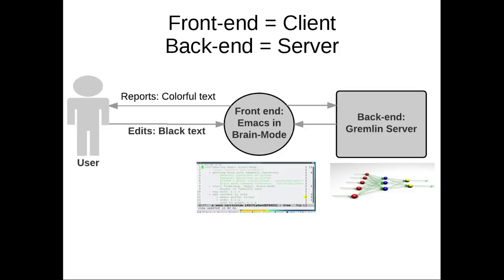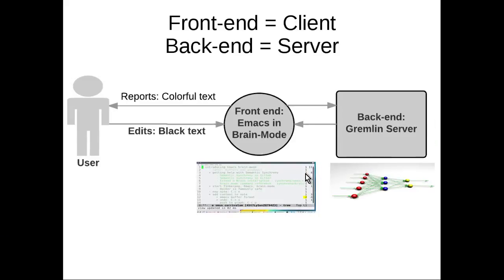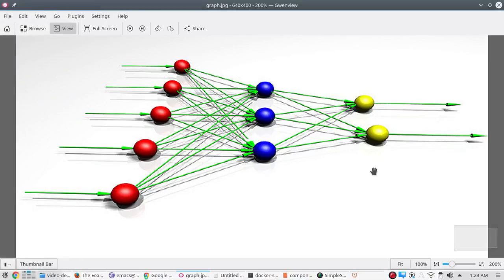In an earlier video on nonlinearity, I described the correspondence between the front end of Semantic Synchrony, namely Emacs running in brain mode, and the back end, which is Gremlin server running some Semantic Synchrony code. I said the front end looks like a bunch of text like this, or like this, and the back end is a graph. So let's consider that graph in a little more detail.